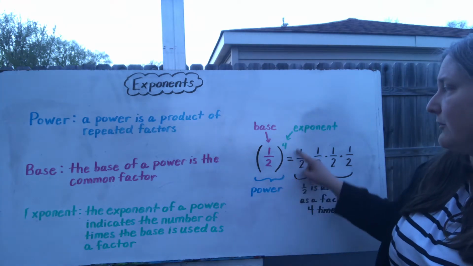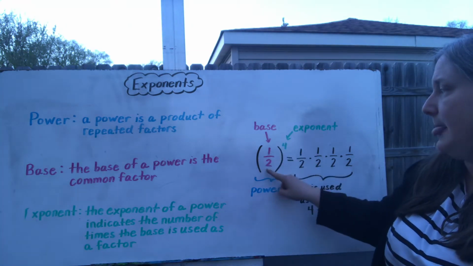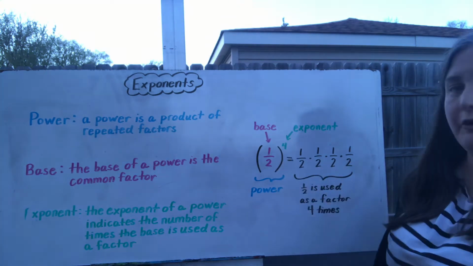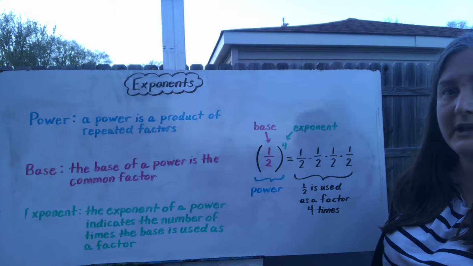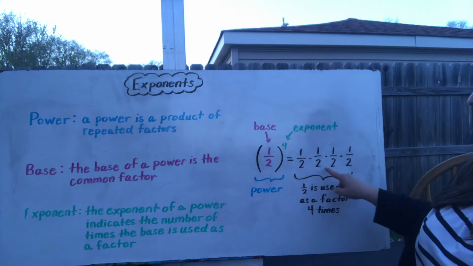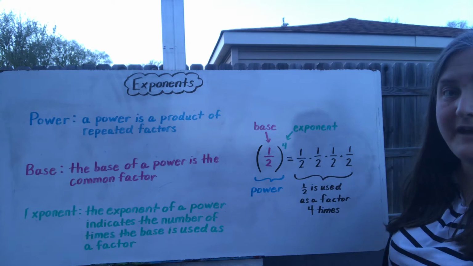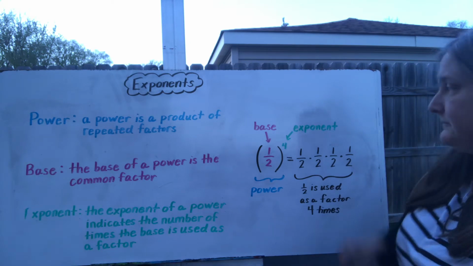So here we have a power of 1/2 to the 4th power. The base is 1/2. The exponent is 4. So basically, this power is saying we're doing 1/2 times 1/2 times 1/2 times 1/2. Our base is used as a factor 4 times.